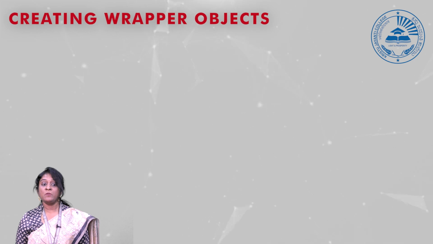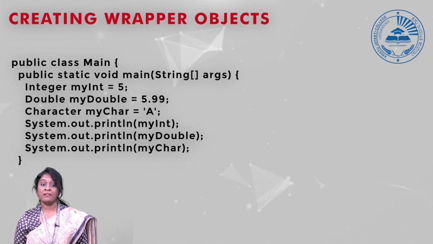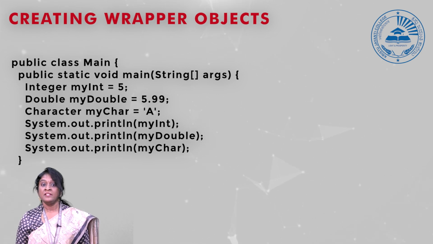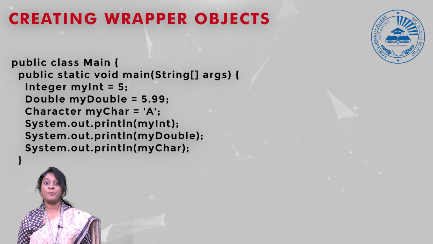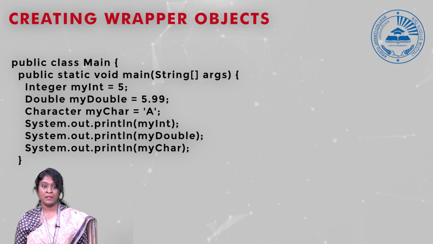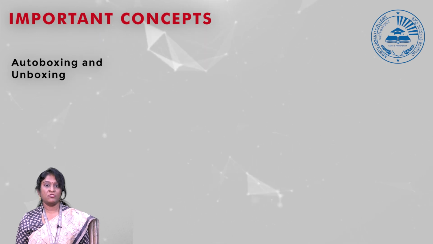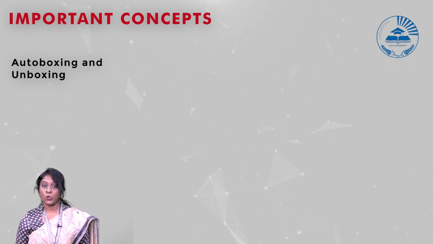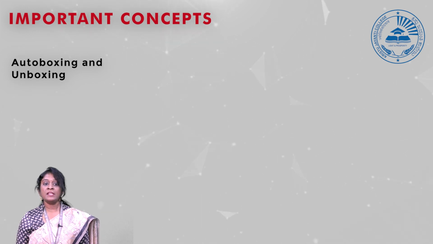Here, Integer myInt equals 5, Double my_double equals 5.99 and Character my_char equals 'a'. Here myInt, my_double and my_char are the wrapper objects, and you create these wrapper objects using Integer, Double and Character that we saw in the previous slide. Next, there are 2 important concepts in wrapper classes. One is autoboxing, the other is unboxing.